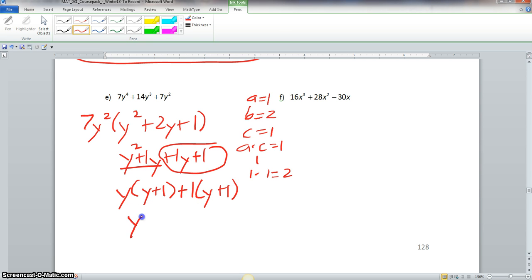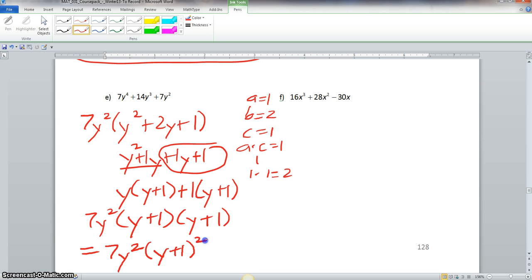Now our final answer, we have y plus 1, and we'll bring down our 7y squared. Now if you notice, both of these parentheses are exactly the same. So we could rewrite it. We'll still write our 7y squared, but in this, we'll write y plus 1 in the parentheses, and we will square the parentheses, and that's it.